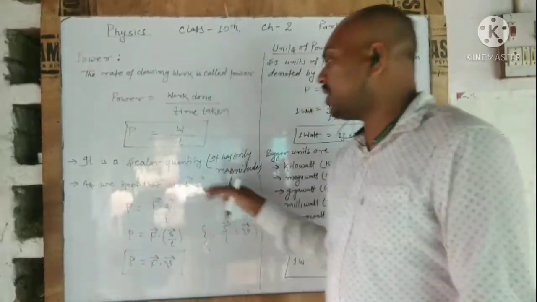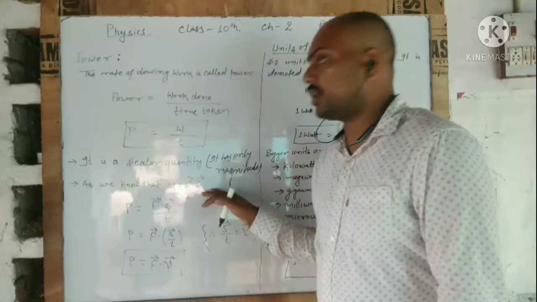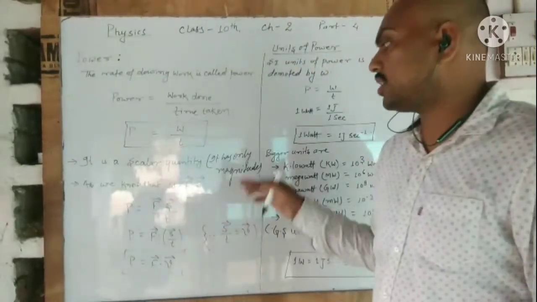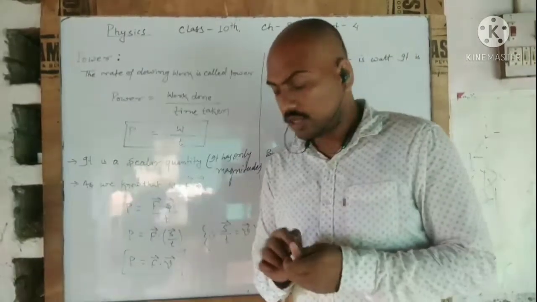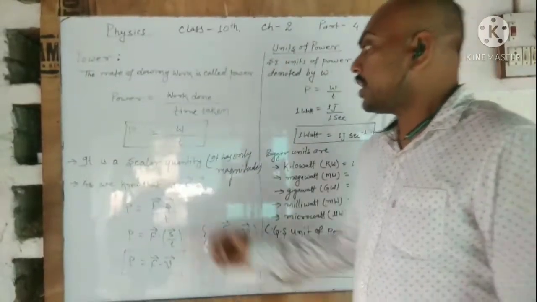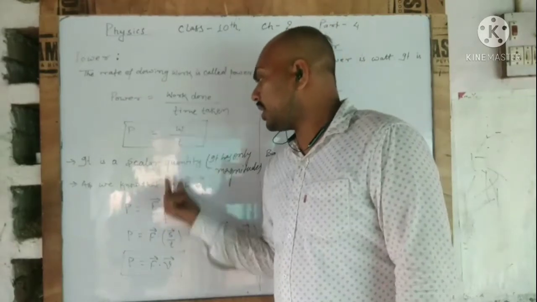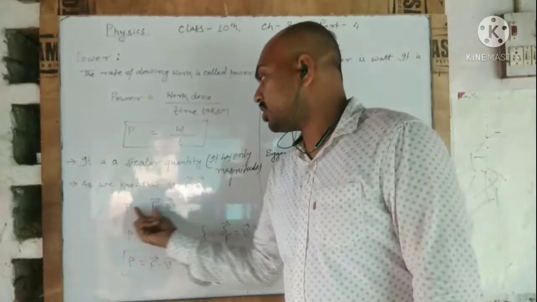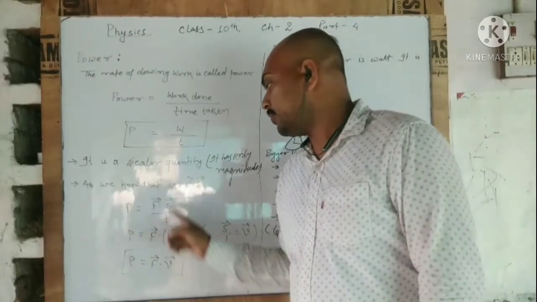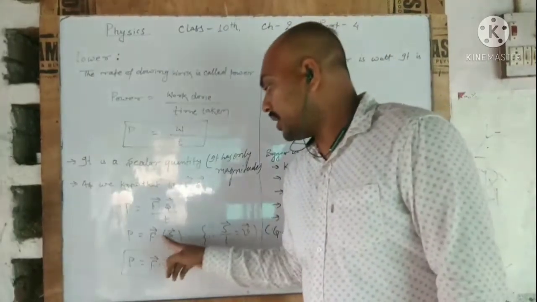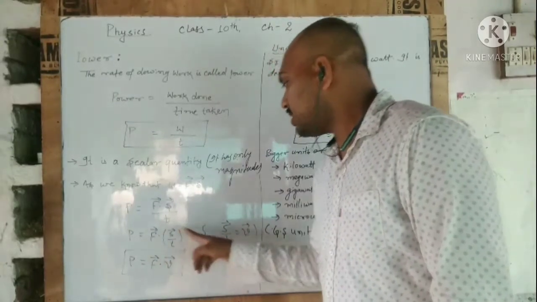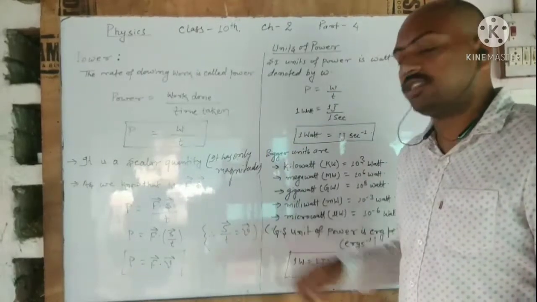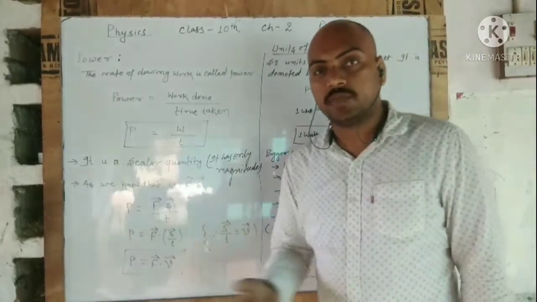As we know, work is equal to F dot S. I have explained that work is the dot product of force and displacement. If we put F dot S in the place of W, work done, power becomes F dot S by T. S by T means displacement upon time. Displacement upon time is said to be velocity, the rate of change of displacement.